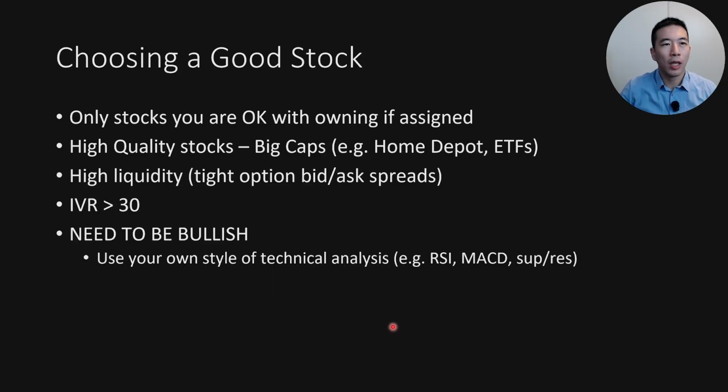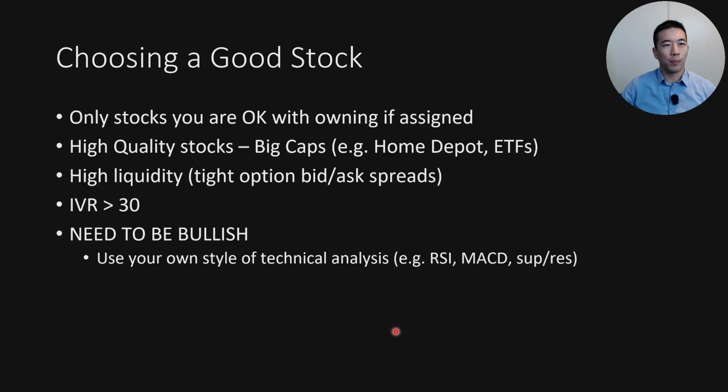Let's start. How do we choose a good stock? This is the most important part of selling puts. You need to be only choosing stocks that you're okay with owning in the case that you get assigned. What assignment means is you have to buy the stock, okay? So I repeat, you may have to own the stock, so it better be a good stock.